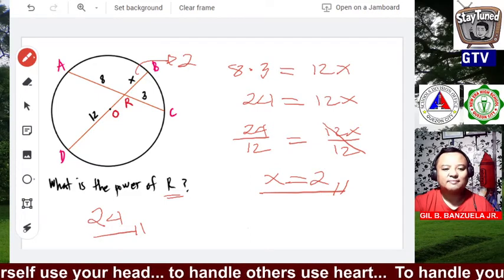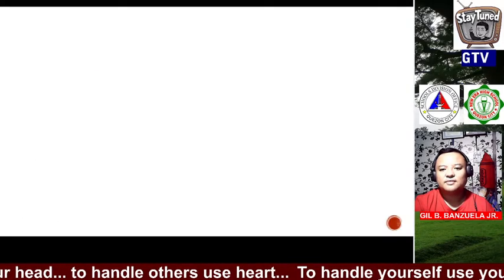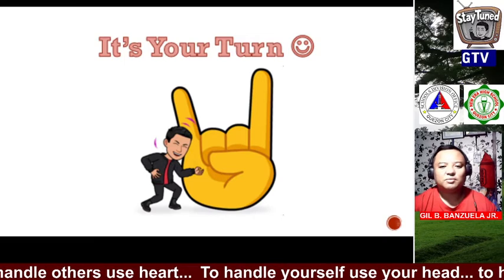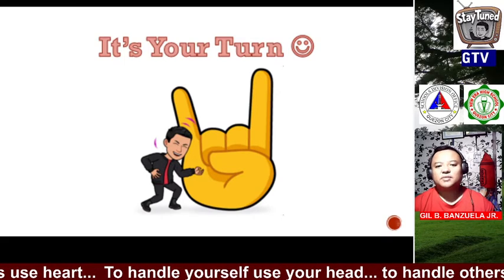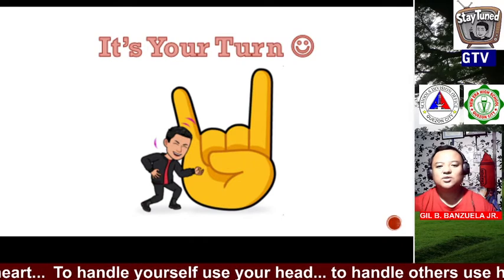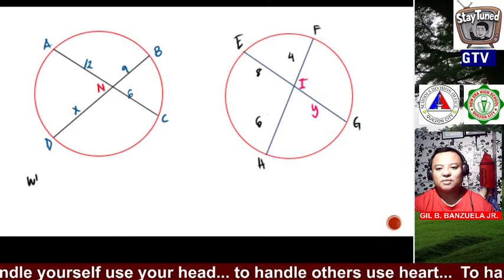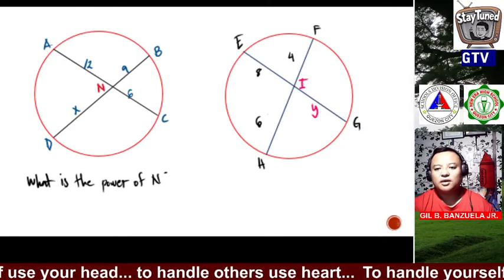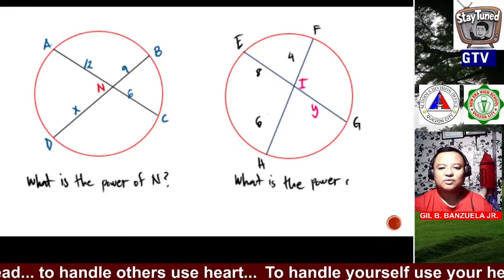Alright, let's go straight to our PowerPoint. This one is for you now, guys. I'll give you some problems to be solved, with enough time. Pause the video while you solve. So, this is our first problem: what is the power of n and the power of I? Then, solve for x and y.